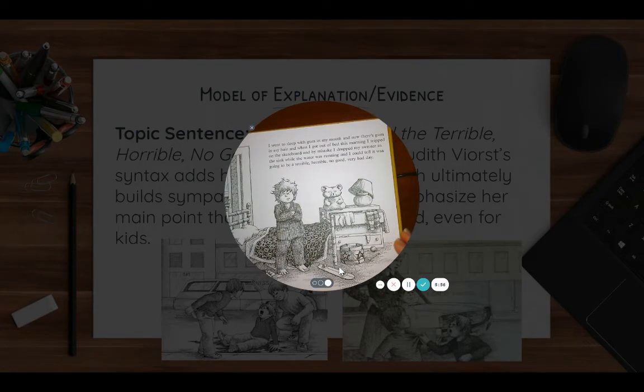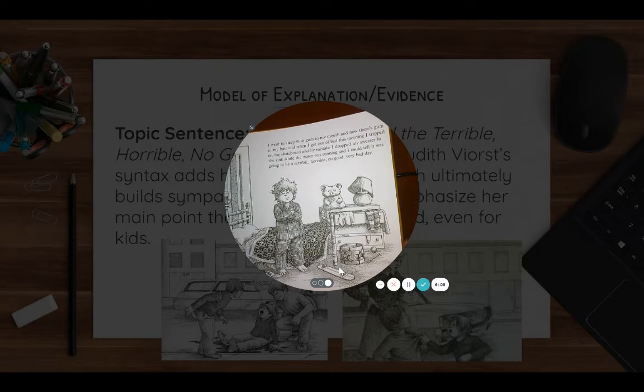I went to sleep with gum in my mouth, and now there's gum in my hair. And when I got out of bed this morning, I tripped on the skateboard, and by mistake, I dropped my sweater in the sink when the water was running, and I could tell it was going to be a terrible, horrible, no good, very bad day.